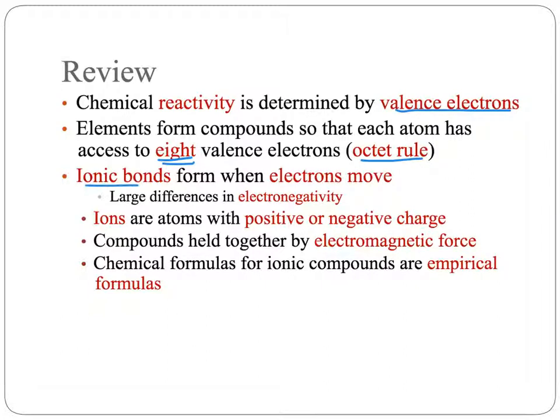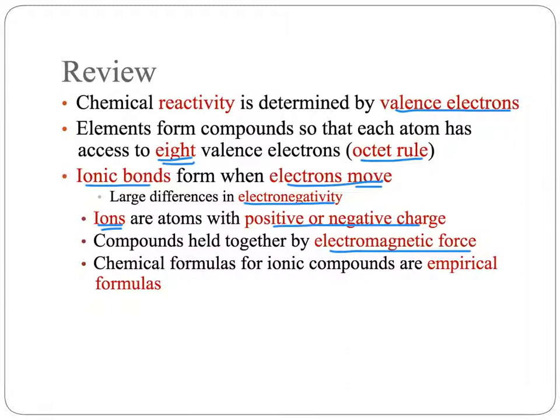Ionic bonds, which were covered in a previous video, form when electrons actually move from one element and deposit themselves on the other. These occur when there are large differences in electronegativity between the elements in the compound. And as a result, because electrons move, we form ions, or atoms that have a positive or negative charge. And it is this charge that actually holds the compounds together by electromagnetic force. Positive and negative charges are attracted to each other, and that's what holds the compounds together.